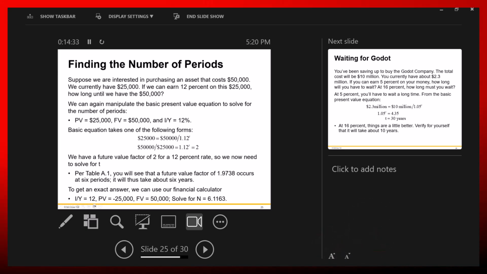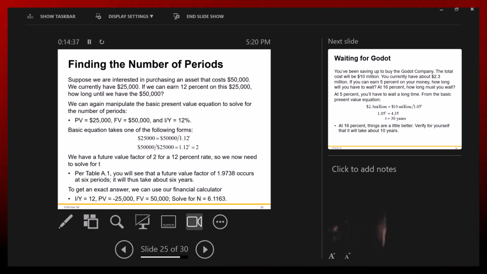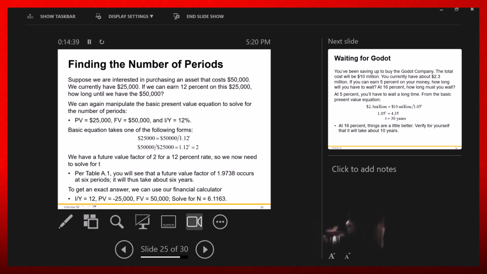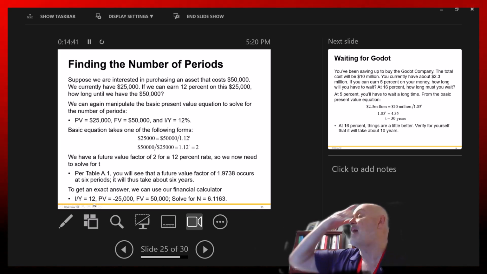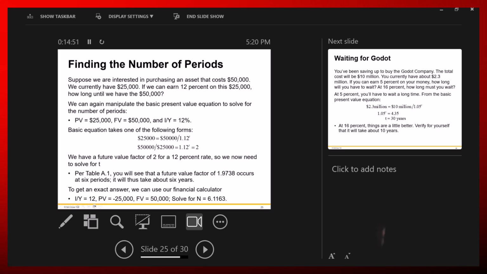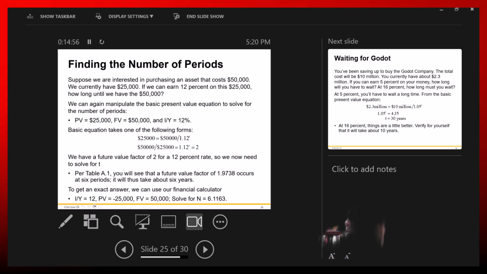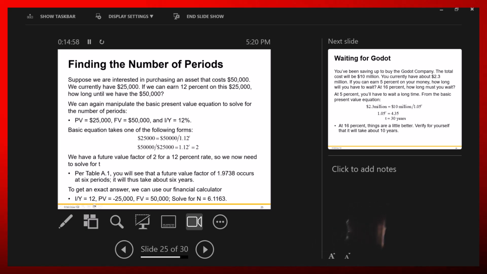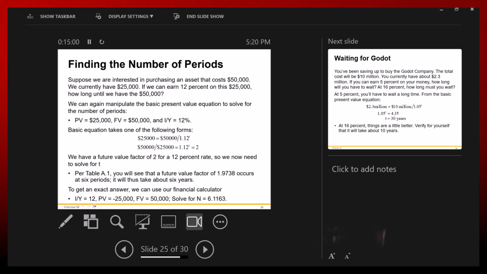Finding the number of periods. Suppose we are interested in purchasing an asset that costs $50,000. We currently have $25,000. If we can earn 12% on this $25,000, how long until we have the $50,000? Well, we can again manipulate the basic present value equation to solve for the number of periods. PV is 25K, FV is 50K, and I/Y is 12%. The basic equation takes one of the following forms. We have a future value factor of 2 for a 12% rate.